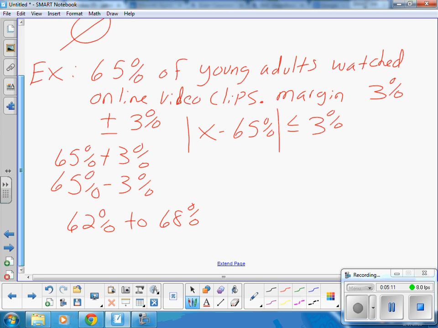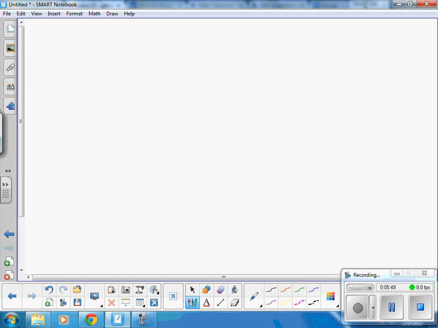So that would mean the answer for all values of x such that 62% is less than or equal to x, our value, less than or equal to 68%. So because of a margin of error of 3%, our young adults watching video clips is going to be between 62% and, include also, 68%. All right, maybe I'll get this done in 2 video clips. Here is the next part.